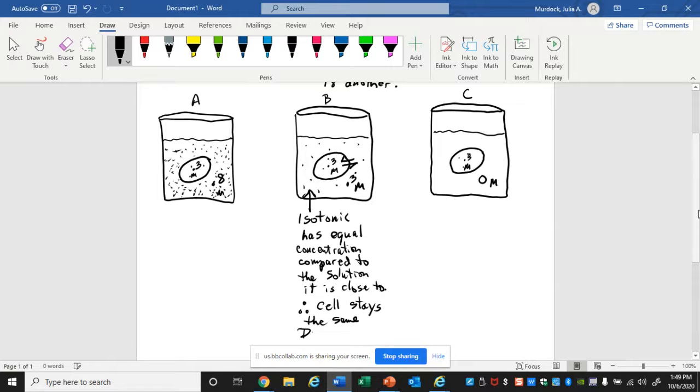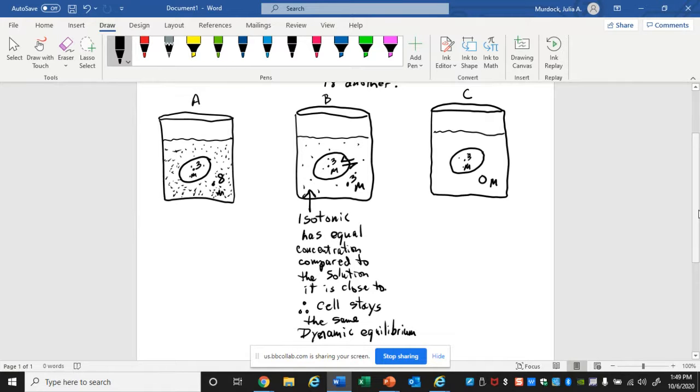And that's called dynamic equilibrium. So this cell is already in dynamic equilibrium. But remember that that still means the water's moving. It's just that there's no net change.